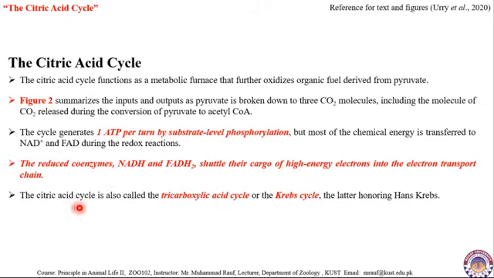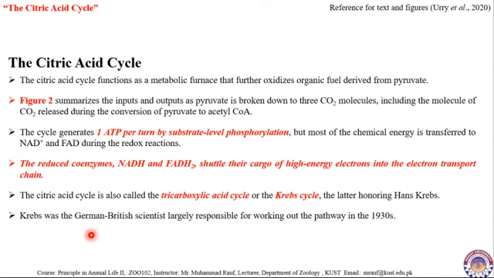Now, the citric acid cycle is also called the tricarboxylic acid cycle or the Krebs cycle. Hans Krebs was the scientist who in the 1930s elucidated this cycle. So the name Krebs cycle is basically to honor the person who elucidated this cycle. Krebs was the German-British scientist largely responsible for working out the pathway in the 1930s.